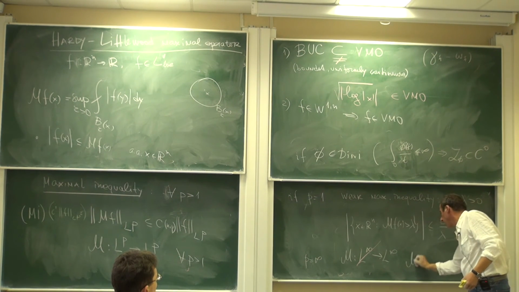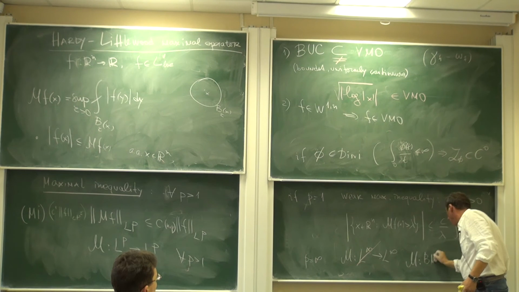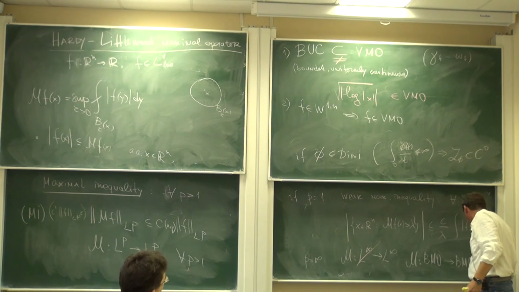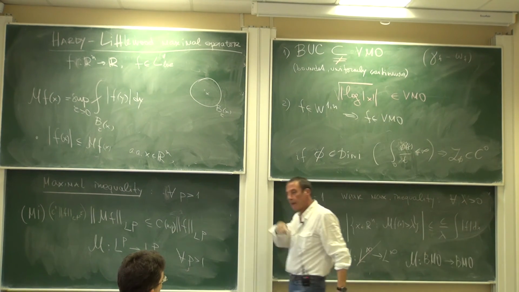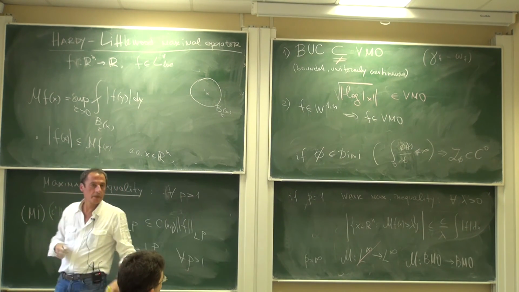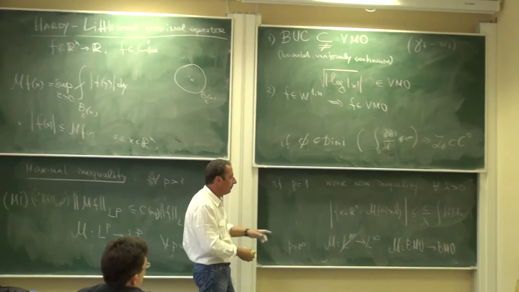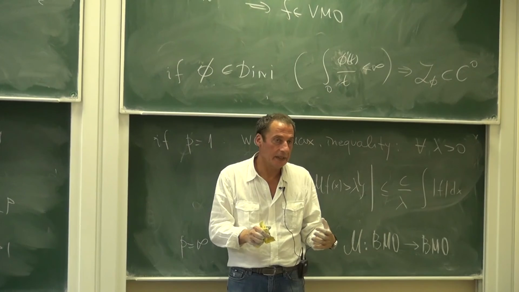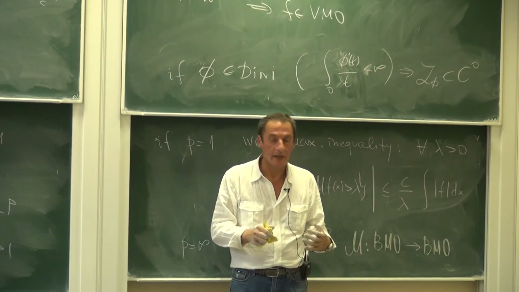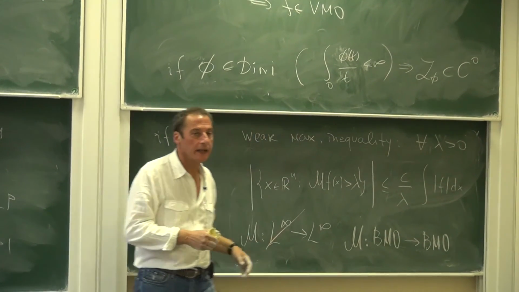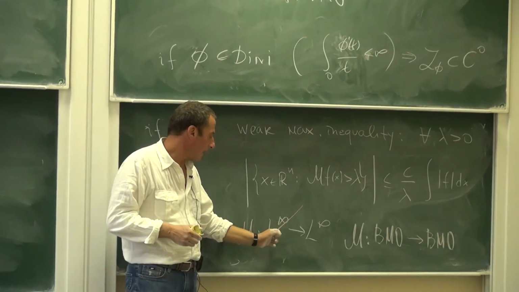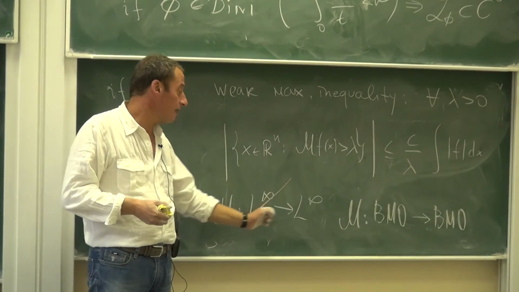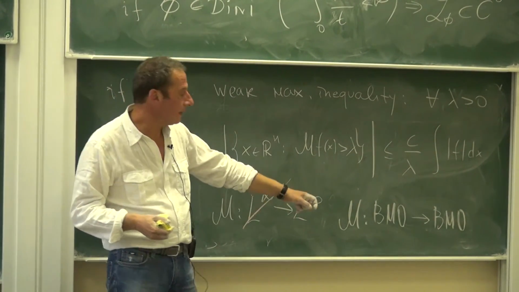So M maps BMO to BMO. BMO is larger than L infinity. There are examples, roughly speaking, where starting from a function in L infinity, its maximal function is not bounded, but you can prove that it is in BMO.